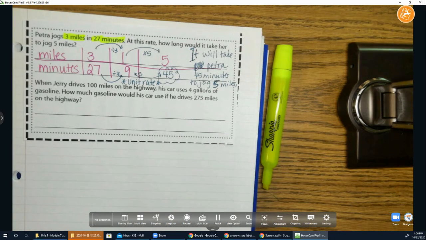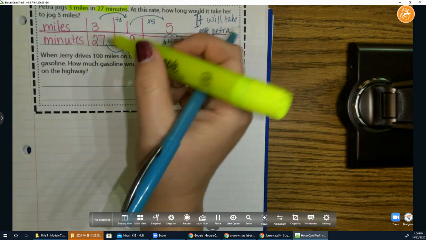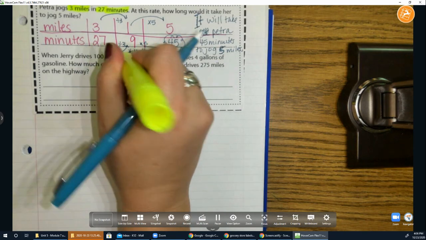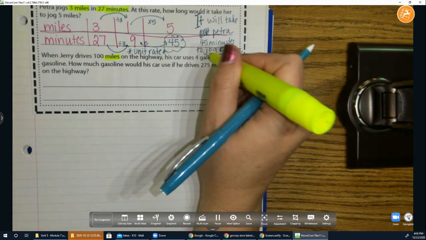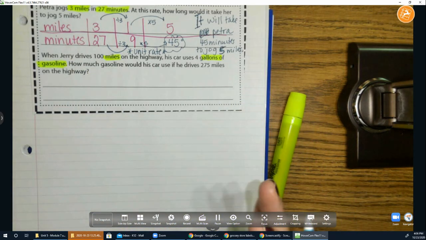All right, let's look at this question with Jerry. Jerry drives 100 miles on the highway. His car uses 4 gallons of gasoline. How much gasoline would his car use if he drives 275 miles on the highway? All right, so what am I looking at? What 2 things am I looking at? Oh, miles. I'm comparing miles. And I'm talking about gallons of gasoline. Okay, so those are the 2 things I'm comparing.